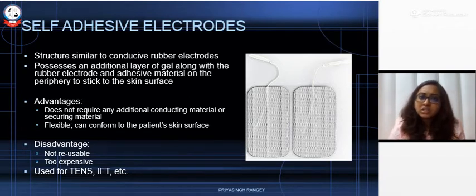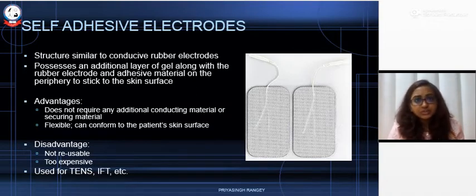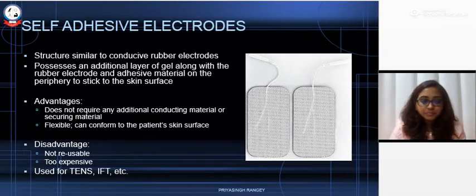But the additional advantage of using self-adhesive electrodes is that it reduces the chances of spread of infection from one patient to another, in case you forget to clean the electrode quite nicely. Self-adhesive electrodes usually are given for self-treatments, usually used for TENS or IFT.